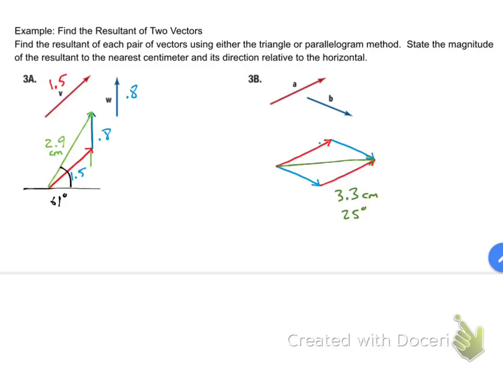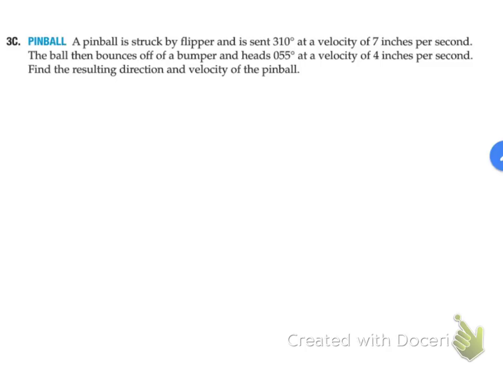Okay, cool stuff. This one might be a little bit easier to do because you'll have to draw your own diagram. A pinball is struck by the flipper and is sent 310 degrees at a velocity of 7 inches per second. The ball then bounces off a bumper and heads 55 degrees at a velocity of 4 inches per second. Find the resulting direction and velocity of the pinball. So where did the pinball go? In which direction? After all the hits, right?